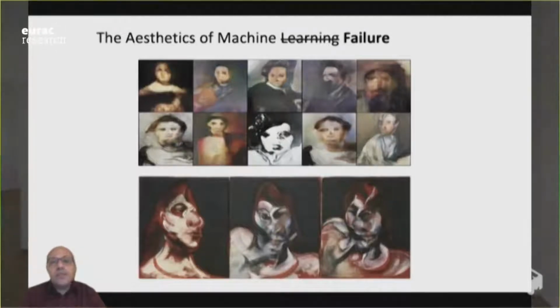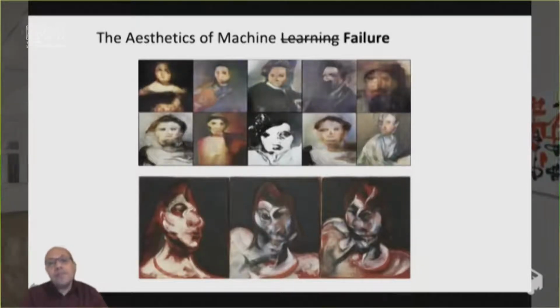I call it the aesthetics of machine failure, because here, for example, in the example at the top, we gave these machines images of classical portraits from the last five centuries of Western art. And what it gave us, basically, is a kind of deformed portraits.